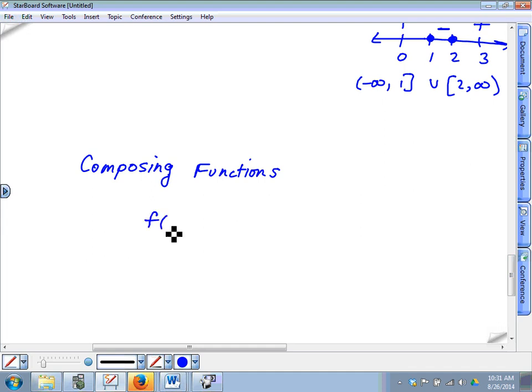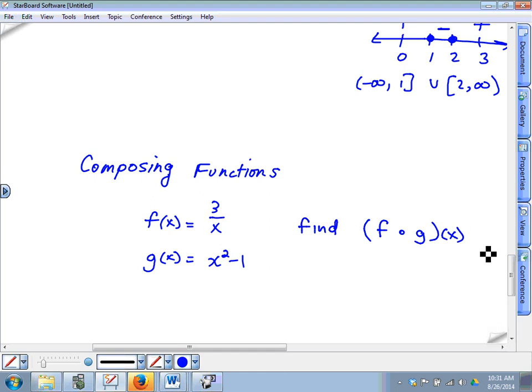Let's say that f of x is equal to 3 divided by x, and g of x is equal to x squared minus 1. Find this. Does this look familiar? That's called composing a function, or finding the composition of two functions. This is only one of the possible notations. There is another way to write this.